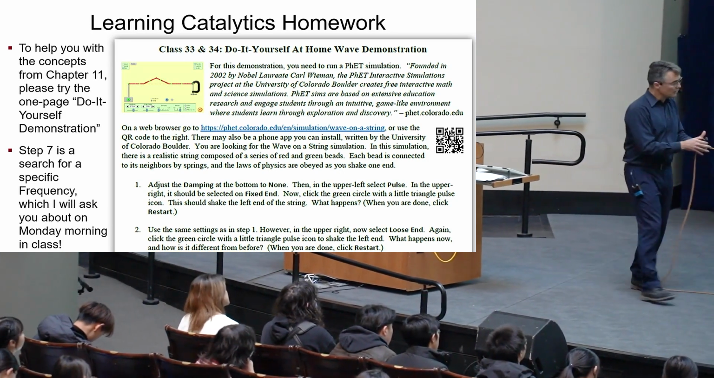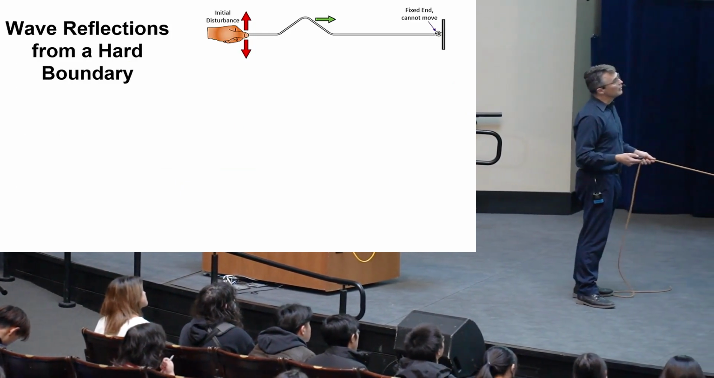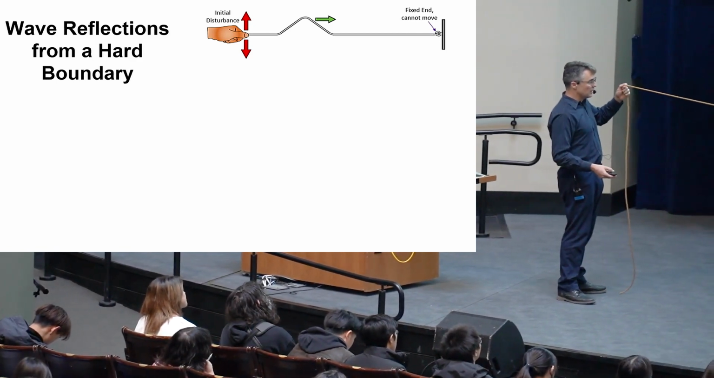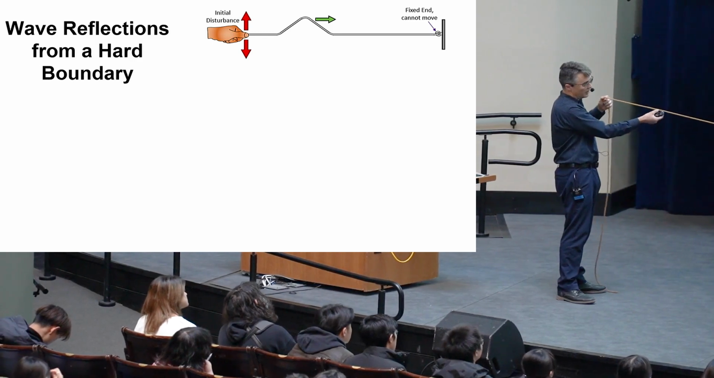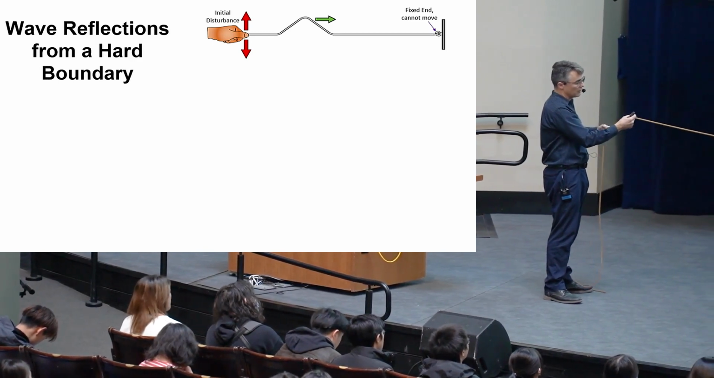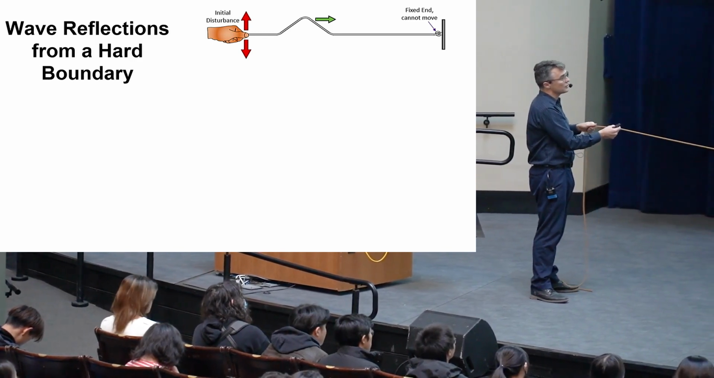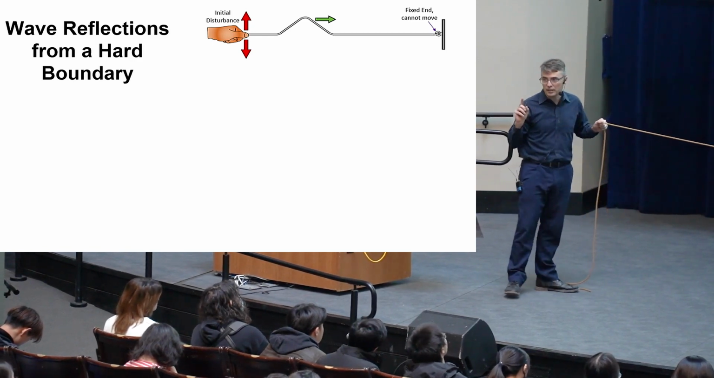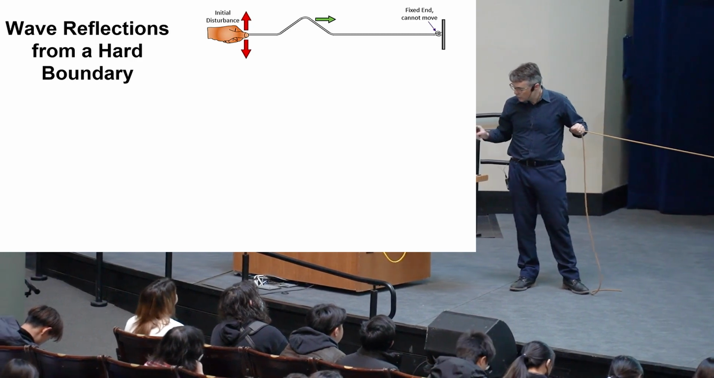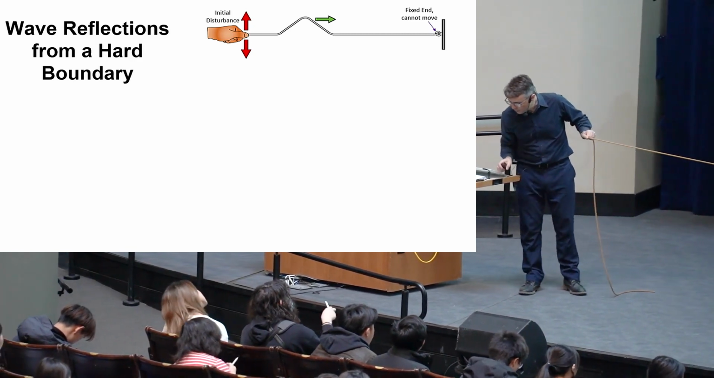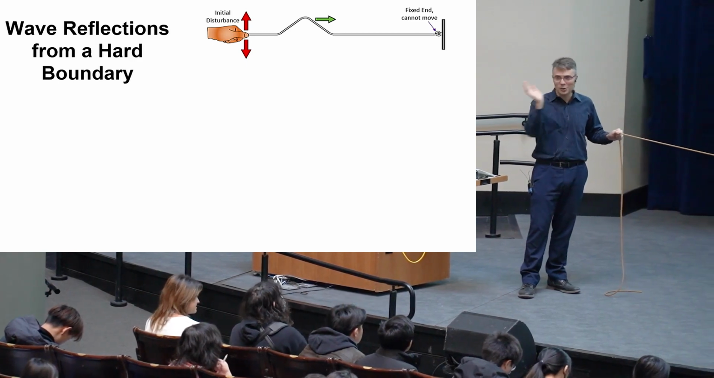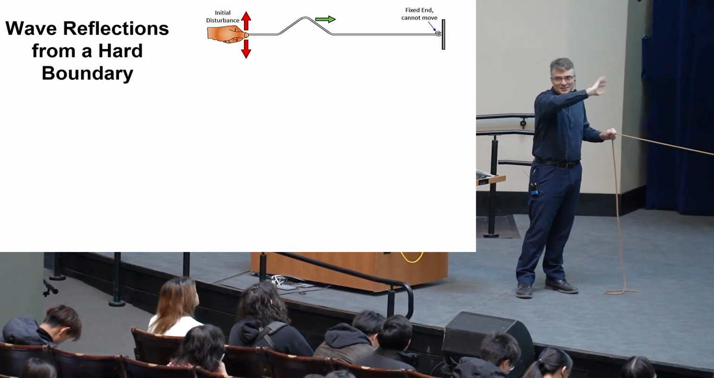So while we're at it, this rubber hose that I'm holding is attached. Tyus has tied it in a knot to the railing at the other end. And so that's what's called a hard boundary. And you're going to be investigating this when you do that learning catalytics homework. I think there's fixed end, loose end, and no end, where they just open a window and it's tied to something very far away.